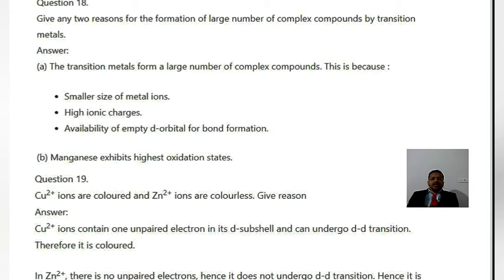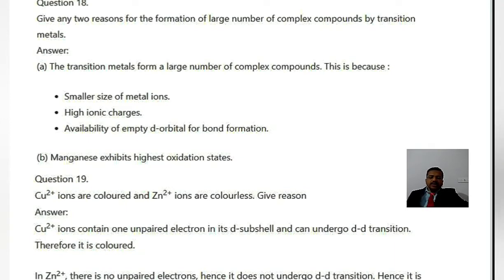Another question: what is the element that exhibits the highest oxidation states? The answer is manganese. Manganese exhibits the highest number of oxidation states, ranging from +2 to +7. So the question is, which element exhibits the maximum number of oxidation states? And the answer is manganese. The highest oxidation state exhibited by manganese is +7. And the most common oxidation state exhibited by the elements is +2. Okay, so that's a 1-mark question.